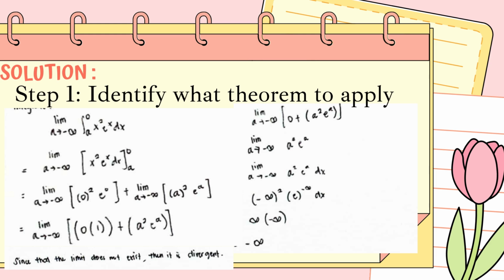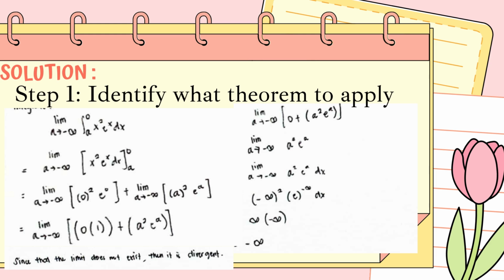So we'll have the limit of 0 plus a squared times e to the power of a, where a approaches negative infinity. So 0 plus a squared times e to the a is a squared times e to the a. So we will have the limit of a squared times e to the a where a approaches negative infinity.